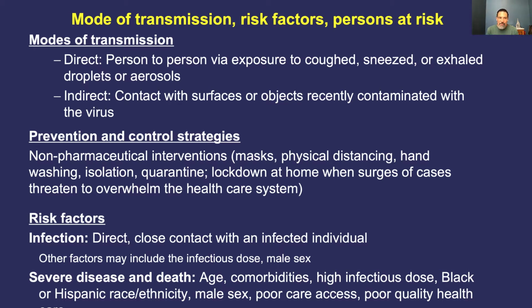But once someone is infected, the risk factors for severe disease and death can include age, comorbidities, a high infectious dose, being Black or Hispanic, race, ethnicity, male sex, poor access to care, and poor quality health care.